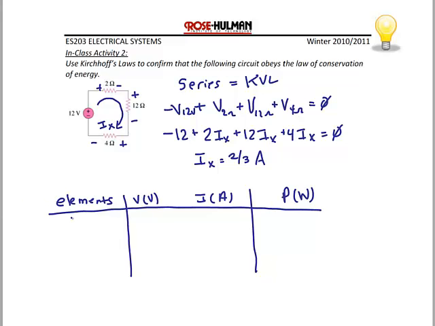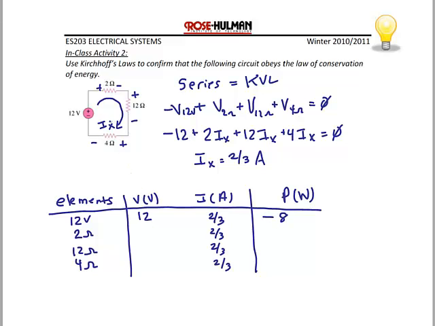We'll put the 12 volt source first, then the 2 ohm resistor, the 12 ohm resistor, and the 4 ohm resistor. They're all in series, so they all have the same current. 2/3, 2/3, 2/3, 2/3. The 12 volt source obviously has 12 volts across it, and because the current goes into the negative and out of the positive for that source, that's going to be delivering, so we write that as negative 8 watts.